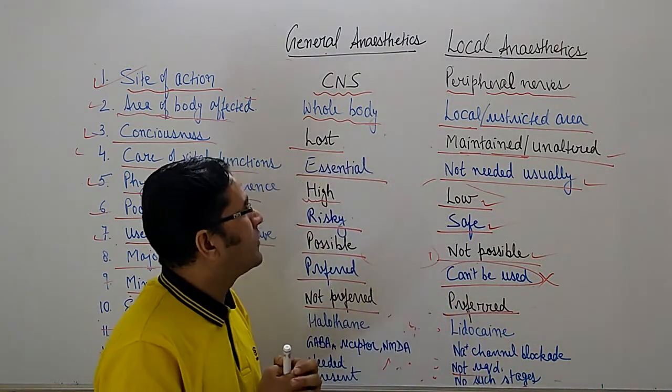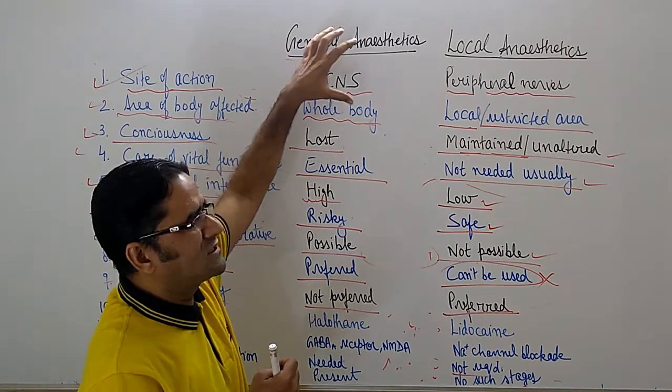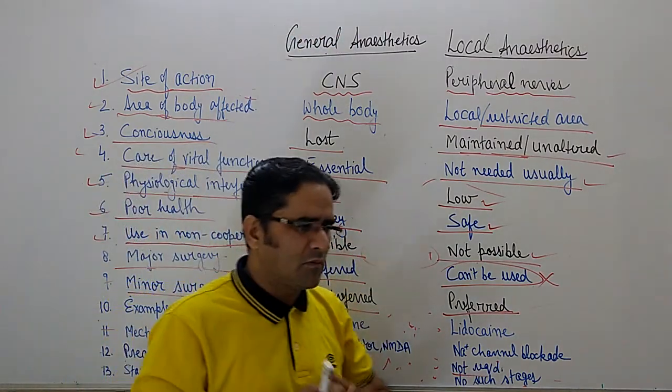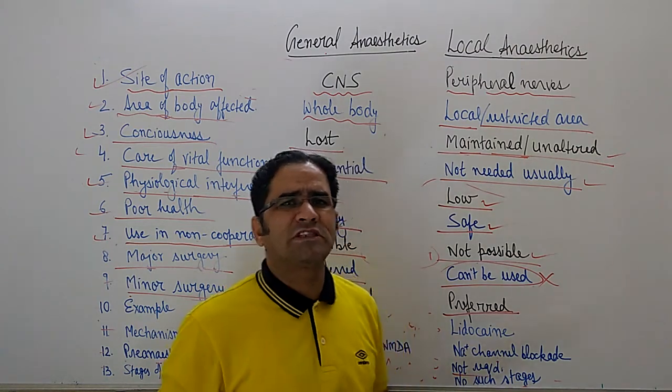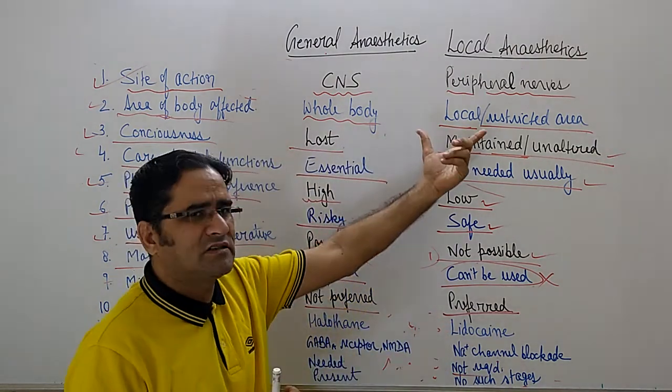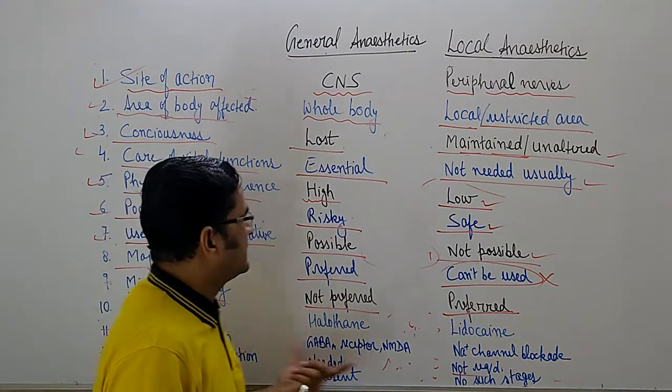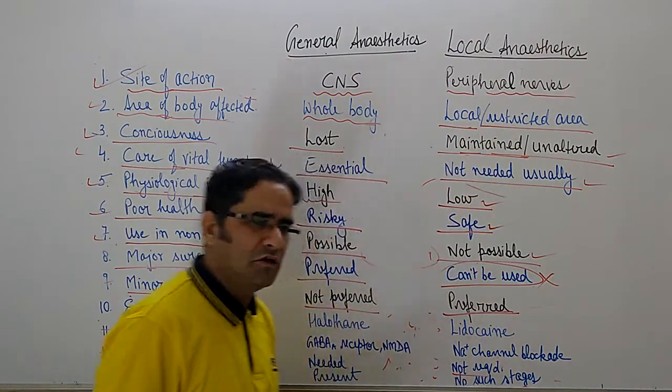And just now I have told you, the use of general anesthetic is very complex. It involves your body parts. It can alter the physiology. So why go for the complex process when we already have the choice of local anesthetic? Therefore, in minor surgery, local anesthetics are used.